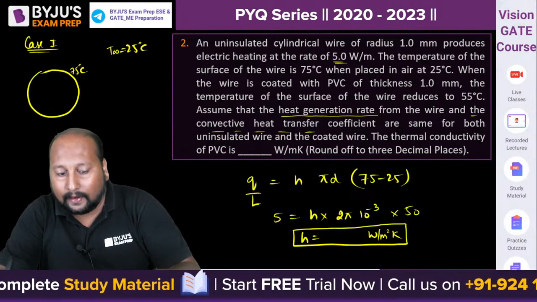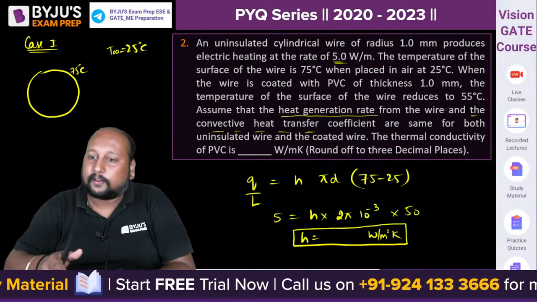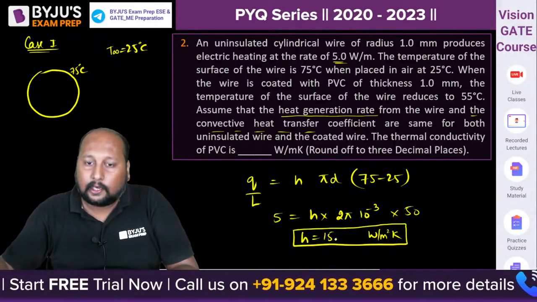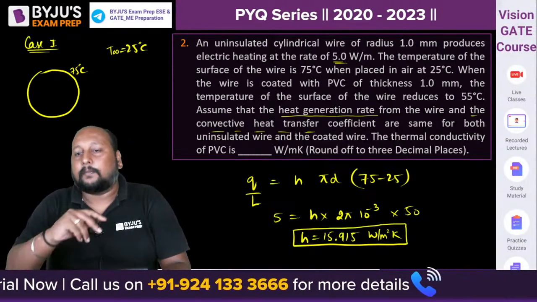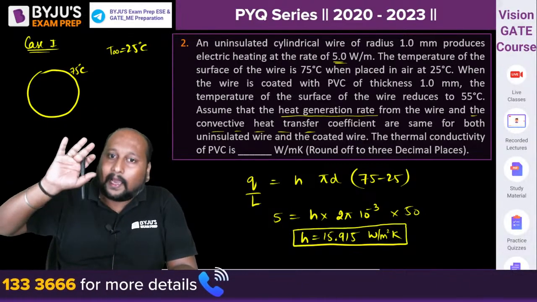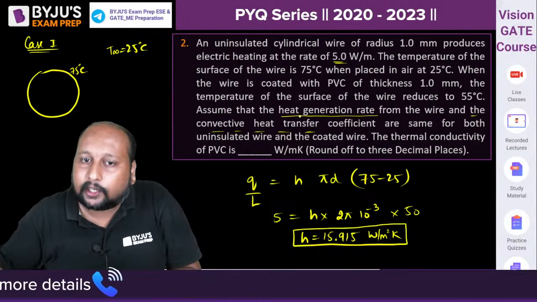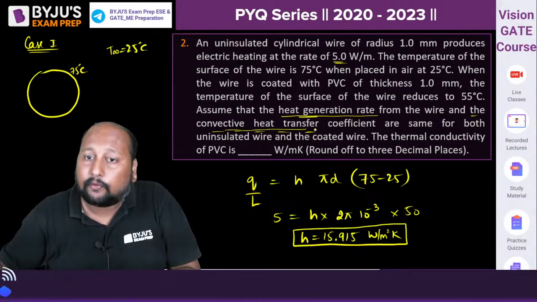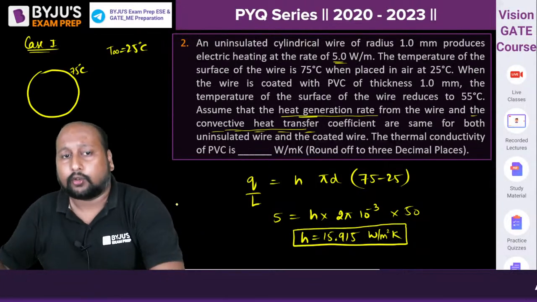Yes, are we getting 15.915 watt per meter square Kelvin? This is the value of the convective heat transfer coefficient for case number 1. And they have clearly stated that the heat generation rate and the convective heat transfer coefficient are the same for both the conditions. So now we are doing case number 2.